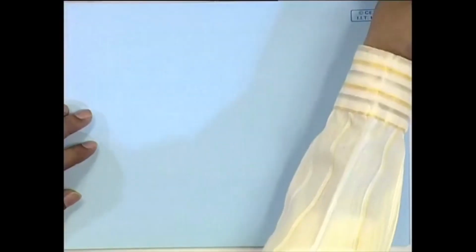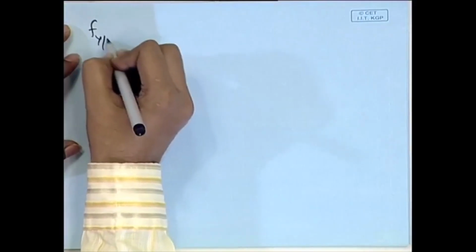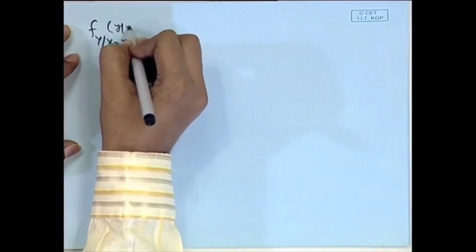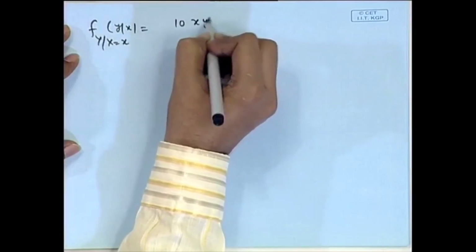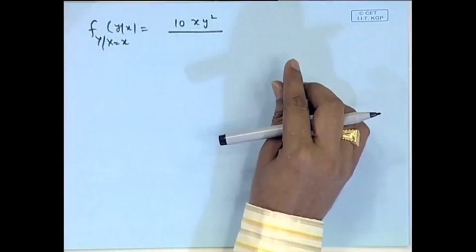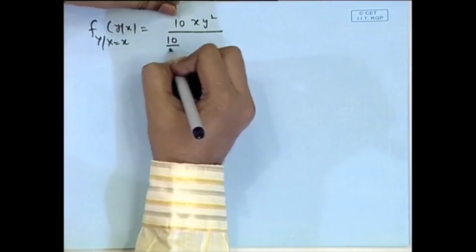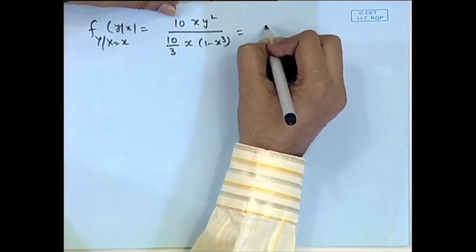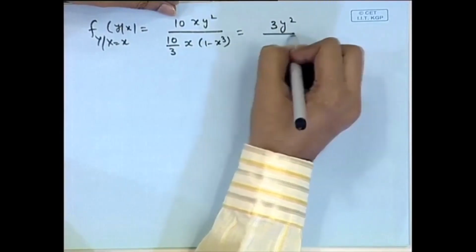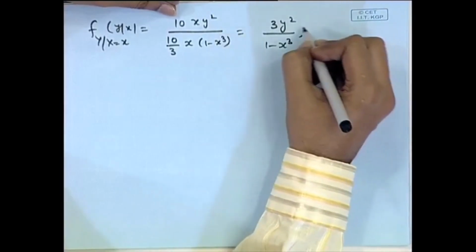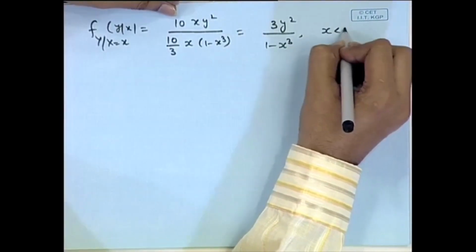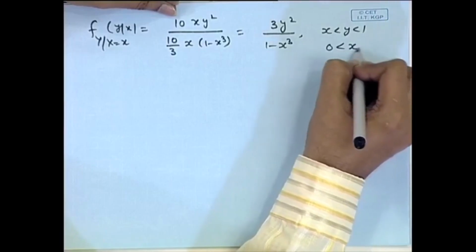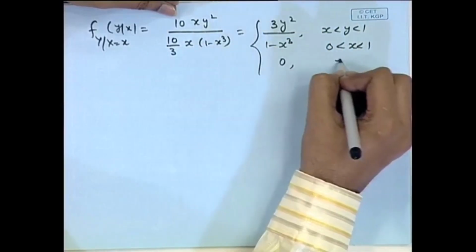Similarly, we can define the conditional distribution of y given x here. That is 10 x y square divided by the marginal distribution of x, which we obtained as 10 by 3 x into (1 minus x cube). So, divided by 10 by 3 x into (1 minus x cube), that is equal to 3 y square by (1 minus x cube). Here the range of y is from x to 1, for a value of x between 0 and 1, and 0 elsewhere.